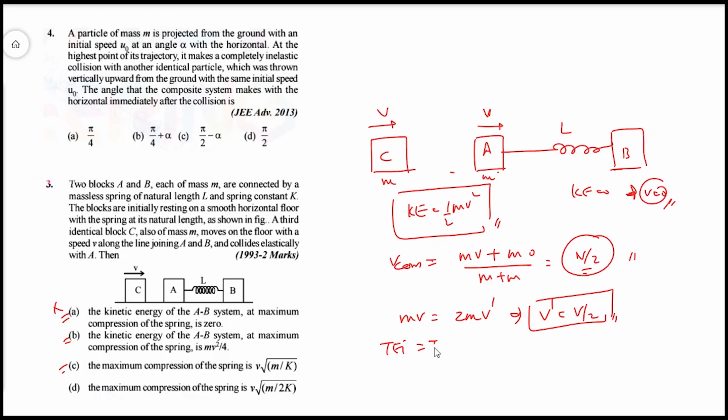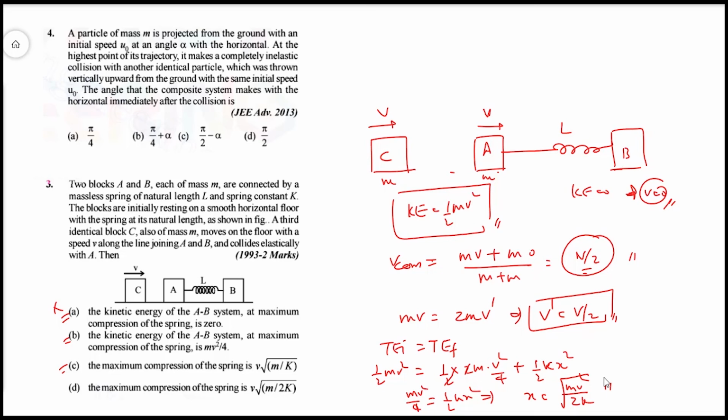TEI equals TEF. TEI is just the KE, half m v square, and TEF is half into 2m into v dash square, that is mv square by 4, plus the potential energy in the spring, half k x square, where x is the maximum compression. Solving it, half mv square minus mv square by 4 is mv square by 4, equal to half k x square, which gives x equal to root over m v square by 2k. This is the maximum compression of the spring.